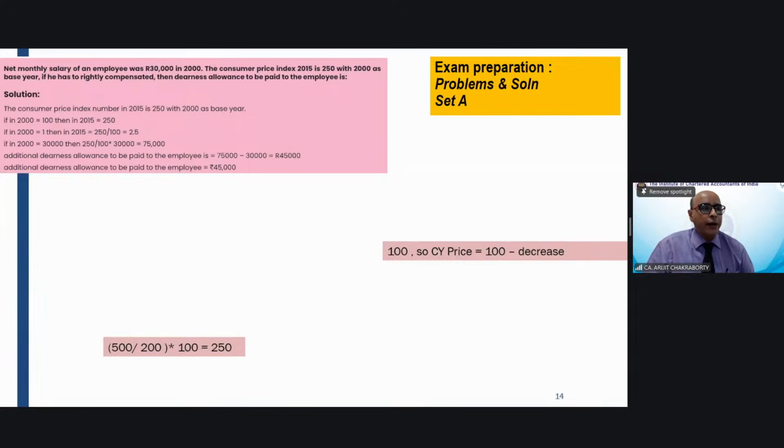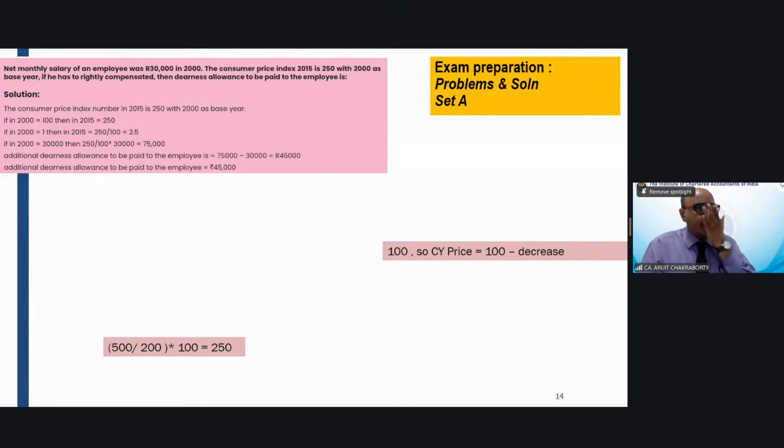Fine. So current year is 2015. Base year है 2000 and the consumer price index is 250. That means base year में जो 100 था आज 250 हो गया है, यानी 2.5 गुना, 2.5 times the prices have increased. That is what I understand from the given statement. The question is, if a person has to be rightly compensated, then the dearness allowance to be paid to the employee is how much? Very similar questions keep coming in the exam, and you can see the solution step by step.